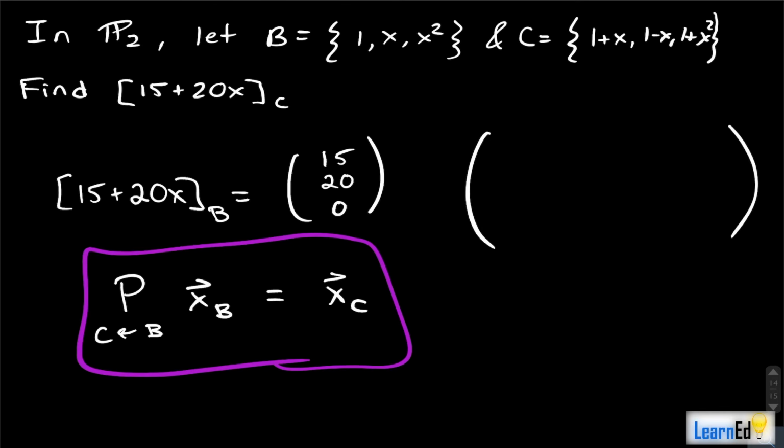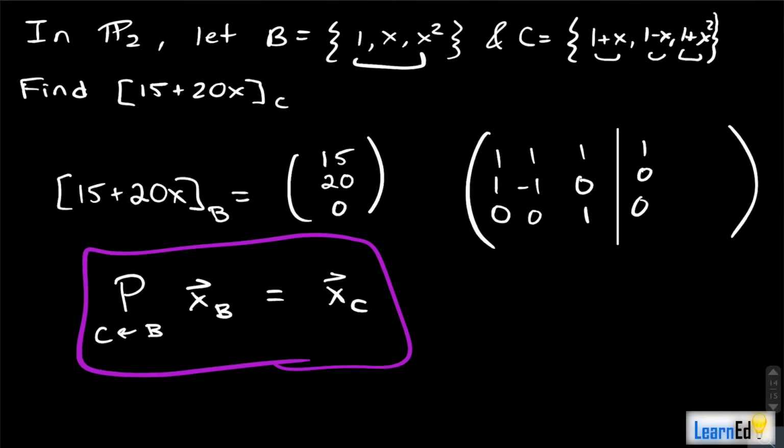And you're going to basically augment C with B, okay? And I'll show you what I mean. So if we write C relative to the standard basis, we get 1, 1, 0. That's 1 plus x. 1 minus x is 1, -1, 0. And 1 plus x squared is 1, 0, 1. And if we write B on the other side, we get 1, 0, 0, 0, 1, 0, 0, 0, 1, okay? And the reason why I wrote those in this order is because now we have C to B.